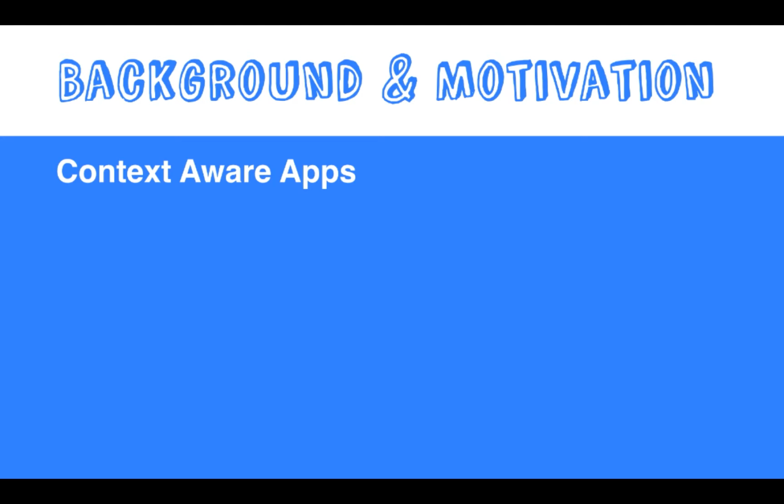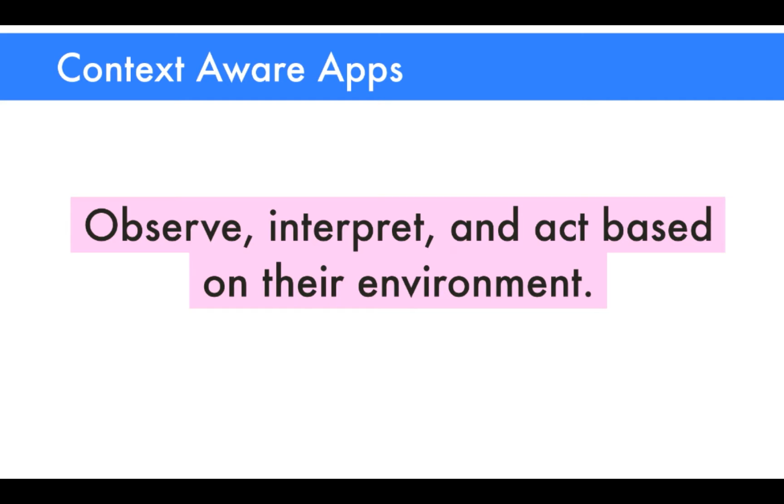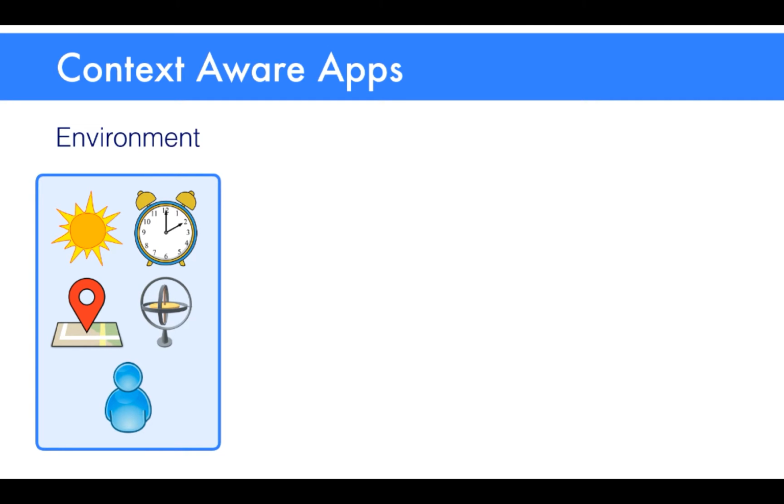So before we get into the specifics of the Nearby APIs, I'd just like to talk about what context-aware apps are, so we're all on the same page with that respect. So here's the shortest definition I could come up with that seemed to cover everything I wanted it to say. A context-aware application is designed to observe, interpret, and then act based on the environment that it finds itself in. And conveniently for apps that are running on our phones, that is typically the same environment that we are in. So what constitutes your environment?